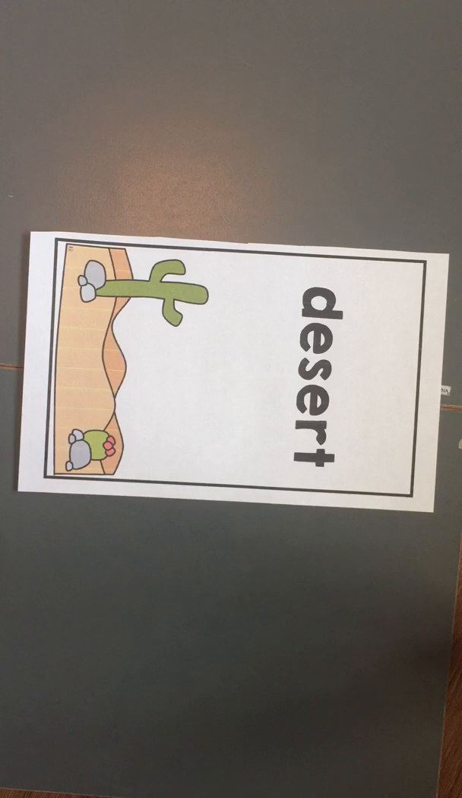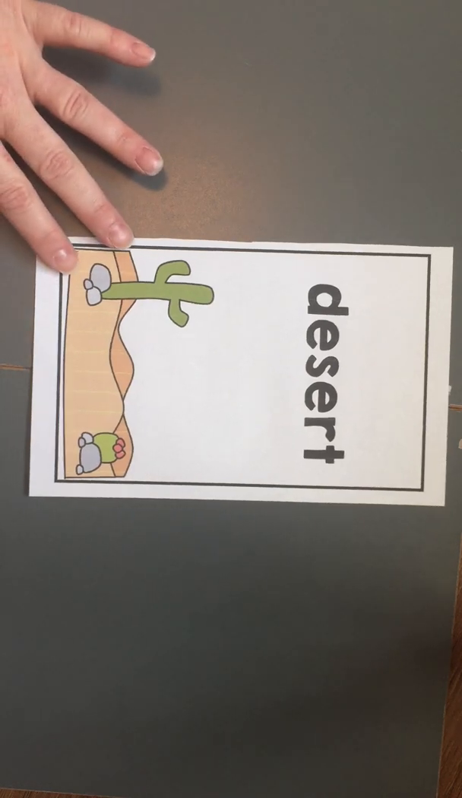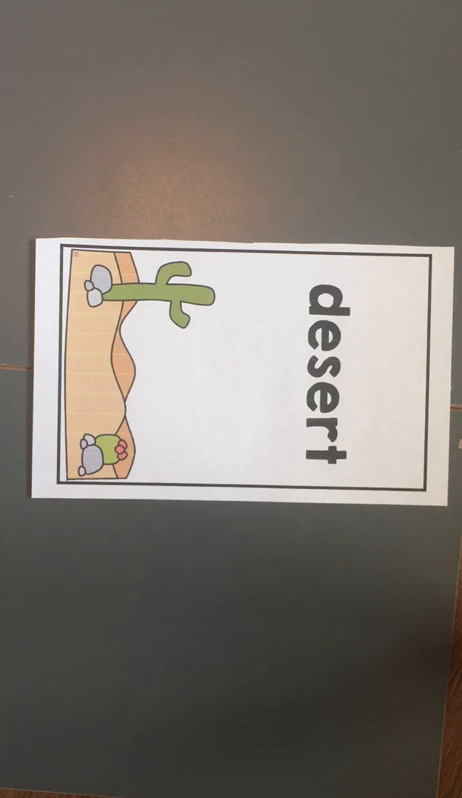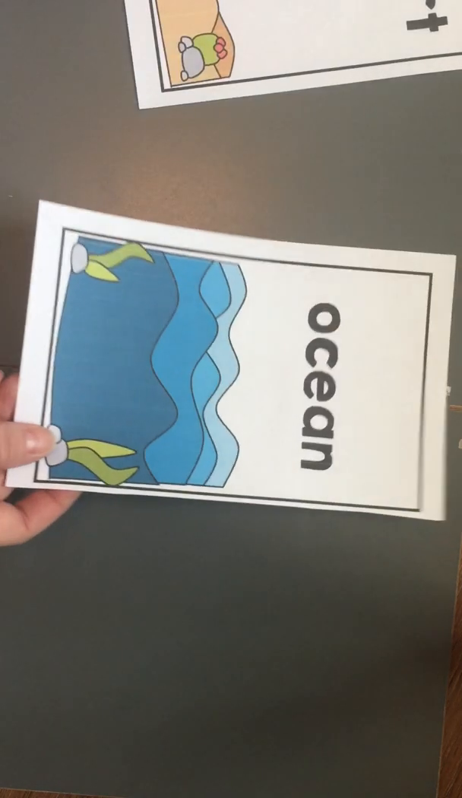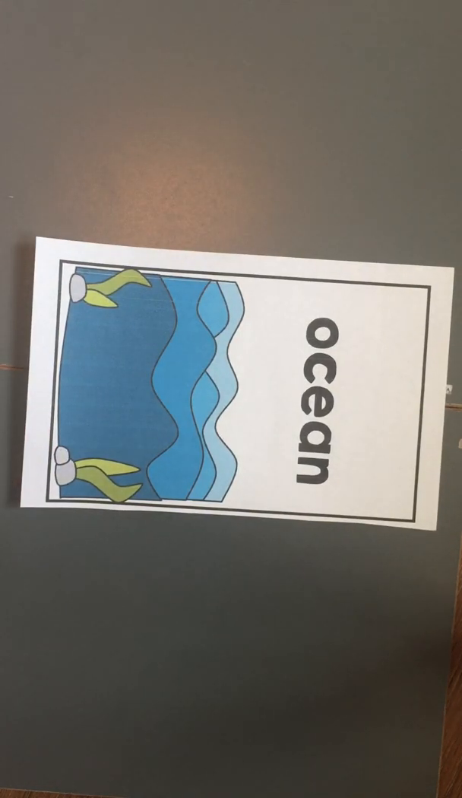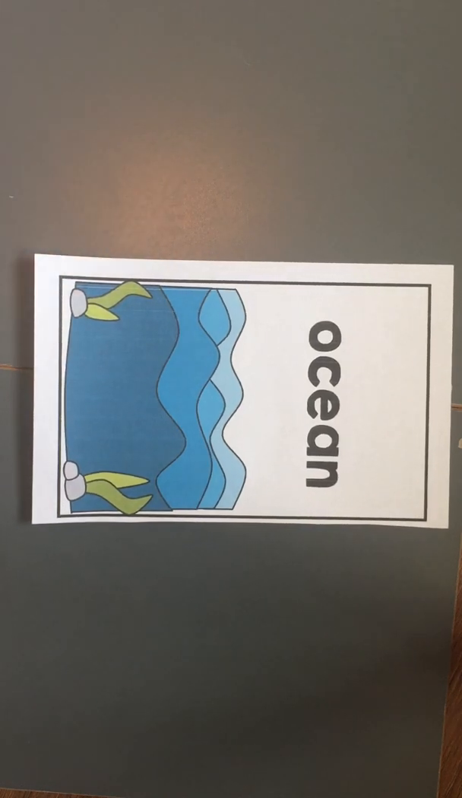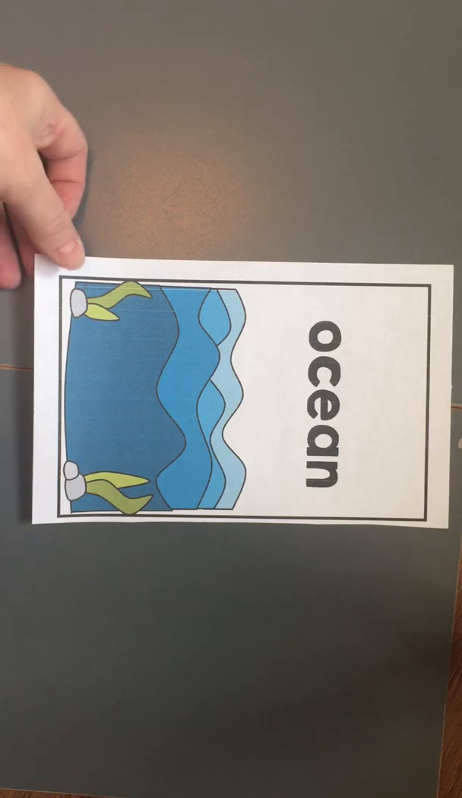How about the desert? That seems like the opposite of the Arctic. What kind of animals live in the desert? Well, there's all kinds of things from scorpions to snakes to camels. How about the ocean? What kind of animals are in the ocean? Well, we have all kinds of fish and coral and whales and sharks.